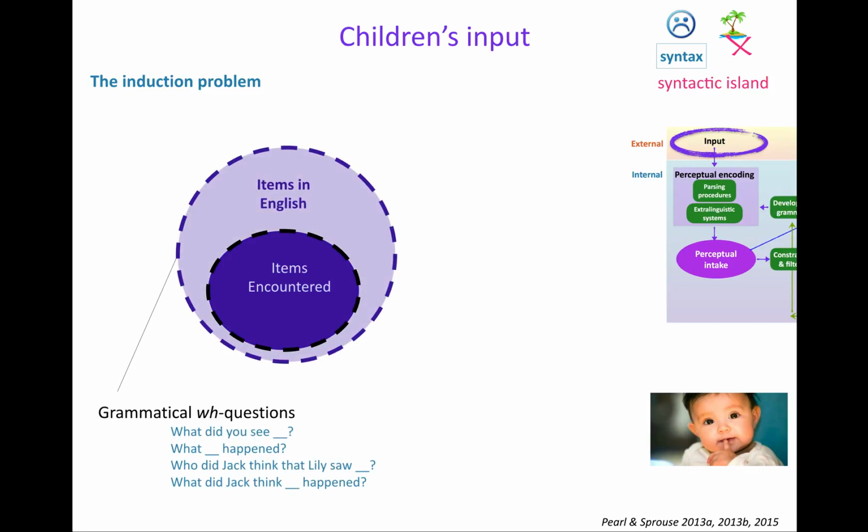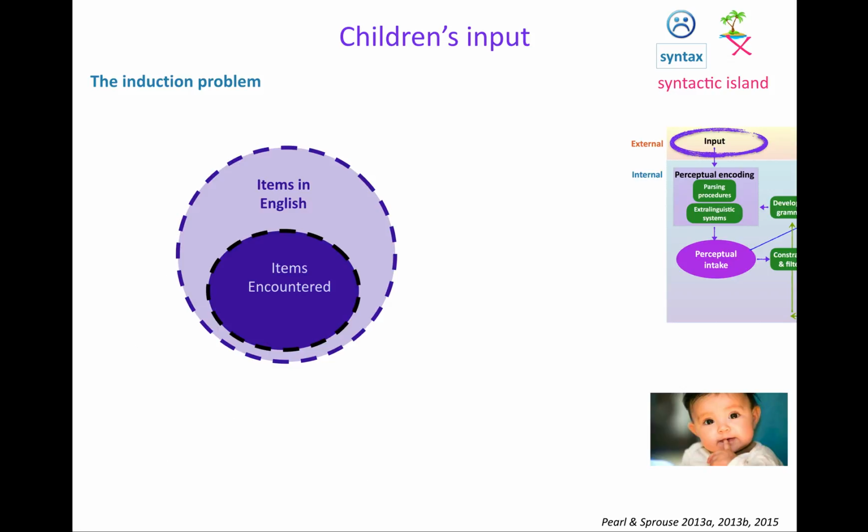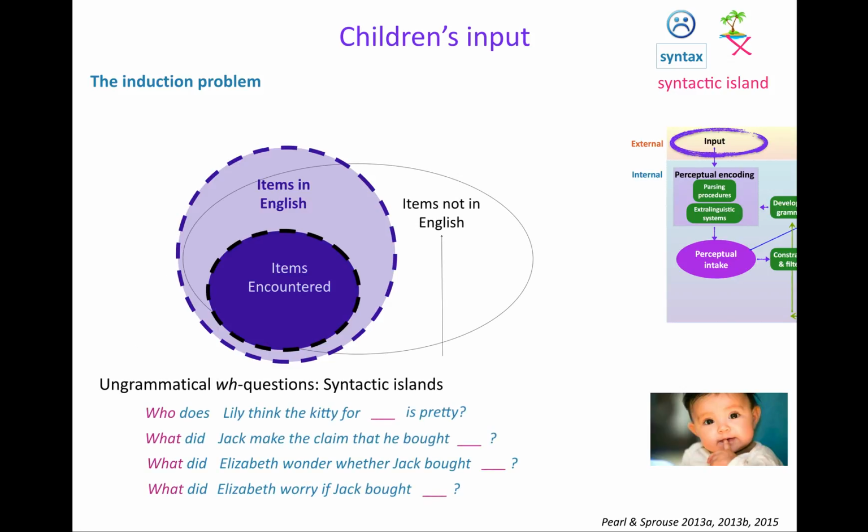That's what you see. That's what you have to make your generalizations on. And so then the problem is that you have to know how far to generalize, right? Is the right answer one that includes these? Who did Jack think that Lily saw? What did Jack think happened? All the things that are actually allowed in English. How do you get to that generalization and not go astray and include things like syntactic islands, which might also seem completely reasonable given the input that you actually encountered, right? That is the induction problem.